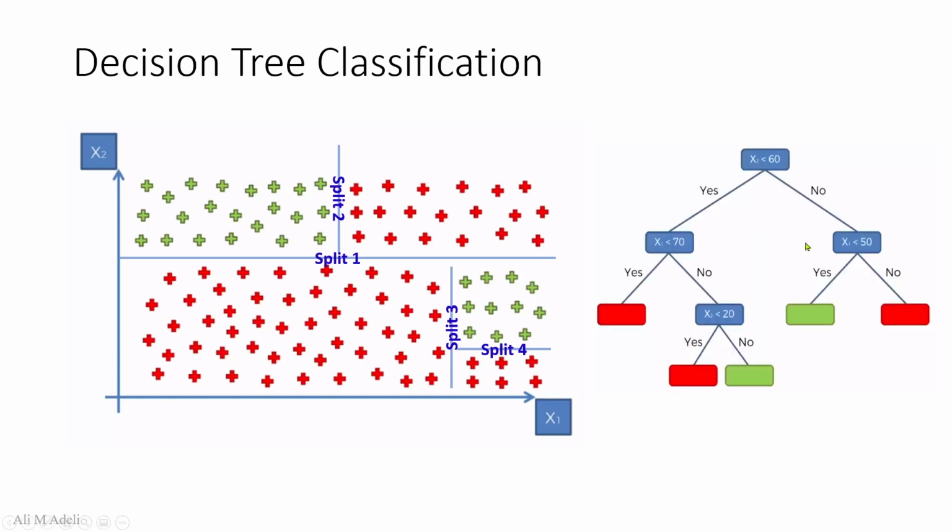So what is the tree going to look like? It's going to look something like this. The first cut was split 1, so it's going to be x2, and let's say this is 60 here. And the second split is this one. Let's say this one over here is 50, this one over here is 70, and this over here is 20.